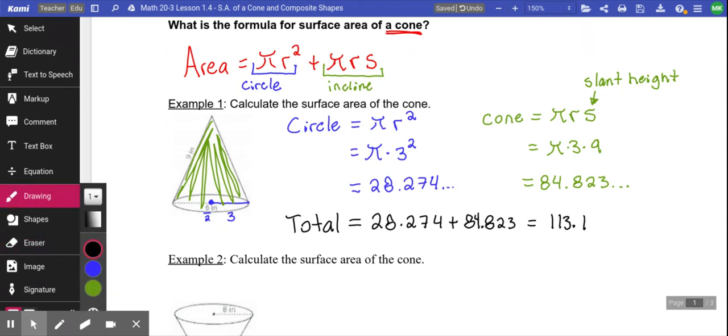And like all of our questions, we say it's inches squared. You've got to always put that in on your last calculation.